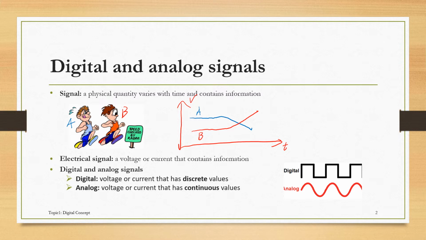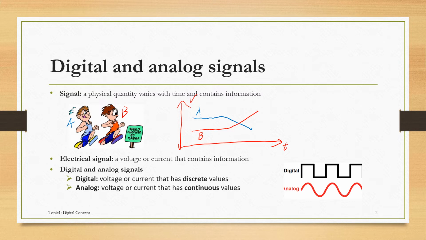From those two curves, we can know how fast each person is running at different time points. Those are information. Then we got two signals, signal A and signal B. Similarly, an electric signal is defined as a voltage or current that contains information. And the electric signals can be categorized into two big groups, digital and analog.